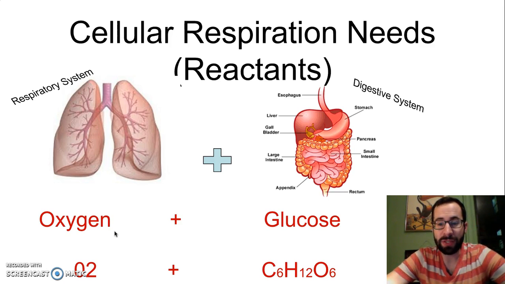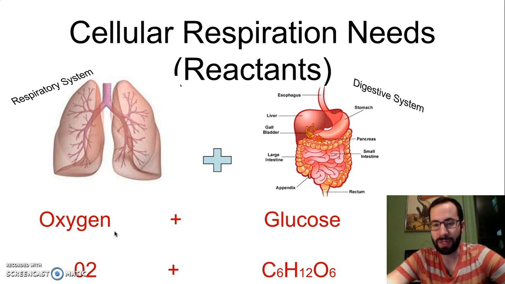Sometimes you'll see questions about, where do the things that are required for cellular respiration come from? More specifically, what organ systems do they come from? You should be able to respond with the respiratory system and the digestive system. If you think about it, the respiratory system, which includes our lungs, is able to take in air. We breathe in air along with oxygen. So the oxygen comes from our lungs or our respiratory system.